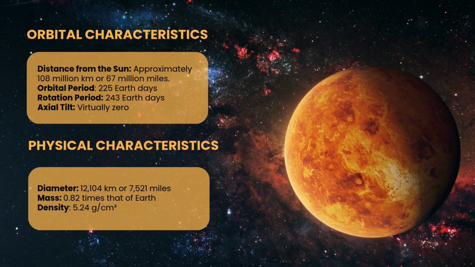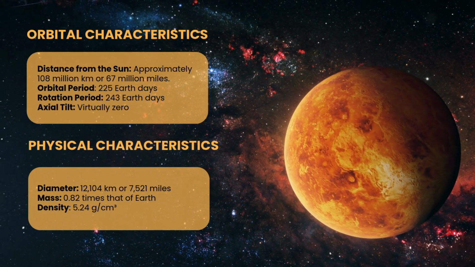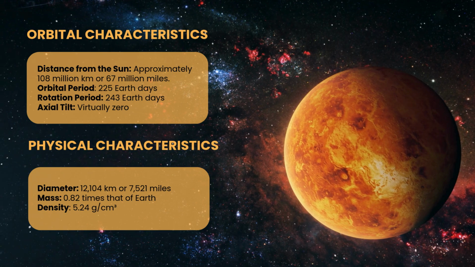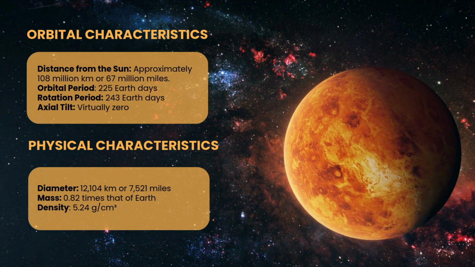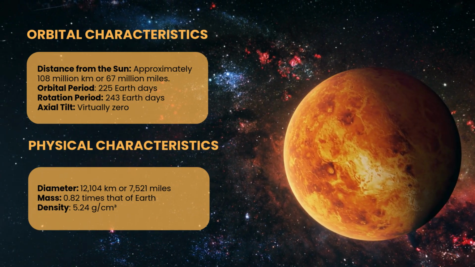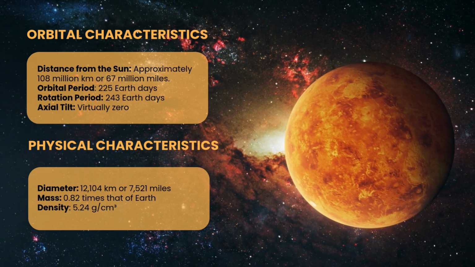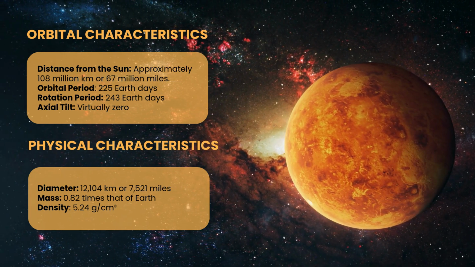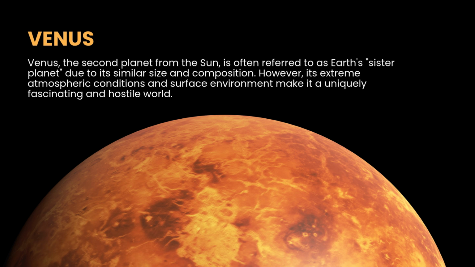Now onto the physical characteristics. It has a diameter of 12,104 kilometers or 7,521 miles. It has a mass of 0.82 times that of Earth and has a density of 5.24 grams per centimeter cubed. Venus, the second planet from the Sun, is often referred to as Earth's sister planet due to its similar size and composition. However, its extreme atmospheric conditions and surface environment make it a uniquely fascinating and hostile world.